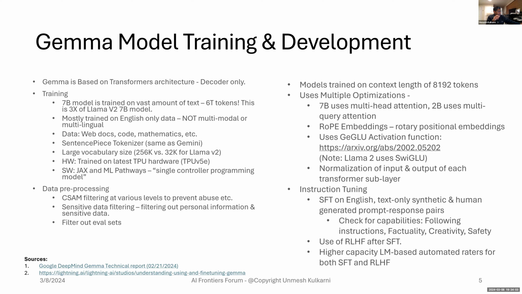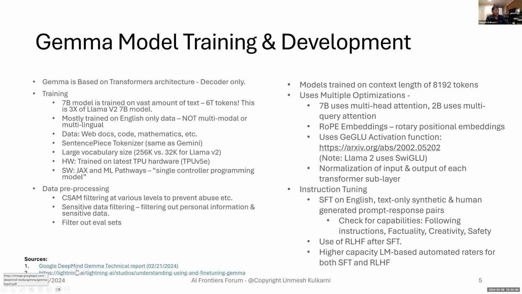In both these cases, this is something I found interesting: Google is also using high-capability models to rate the outcome of the actual Gemma model. So the Gemma model outputs something, and the rater is some other model, which means a model is evaluating and assessing the outcome of another model. I'll pause here. I want to bring your attention to two important sources at the bottom, and I will open up those sources at the end.